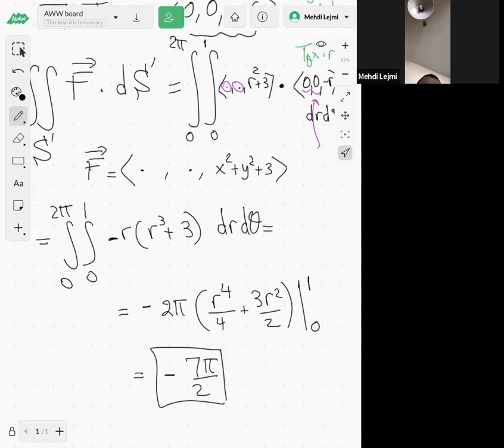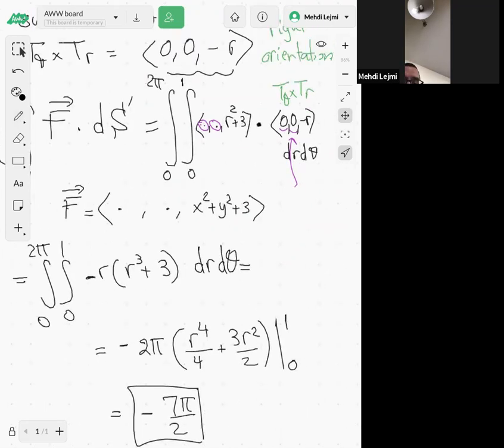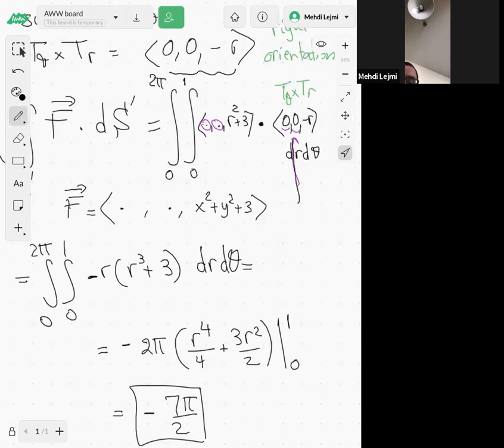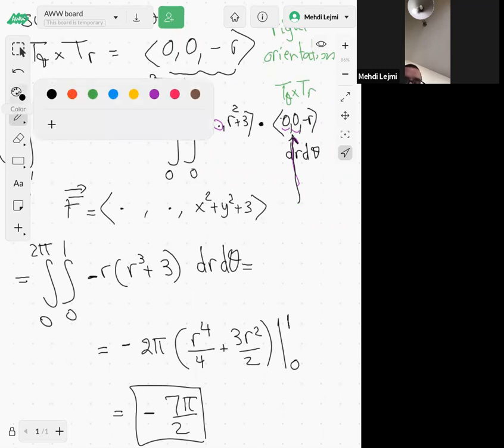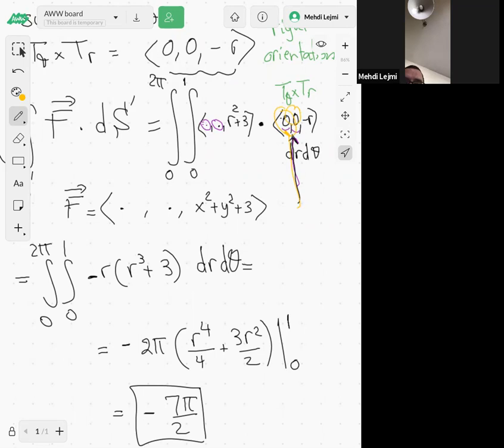Okay. So you see why the parameterization of your surface matters, right? Because when you end up with this kind of normal vector where the i and j components are 0, like this one here, 0 and 0, in the vector field you don't really care about the first and second components, right? So it's going to be very easy to evaluate in general.